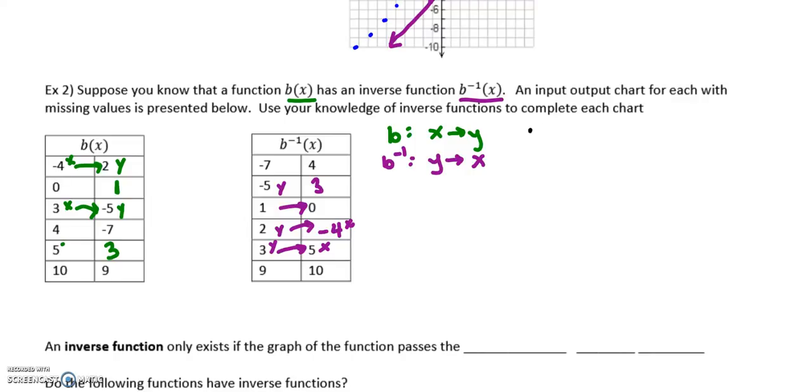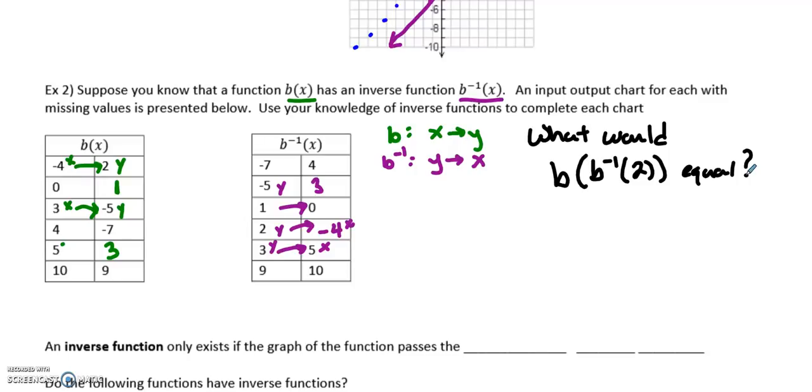One other question I want to pose here is, what would b of b inverse of 2 equal? B of b inverse of 2. Well, I'm going to first go to my b inverse chart and look at 2. It's right there. So really I'm just looking at what is b of -4. So then I go over to my chart of -4 on my b chart, and I notice that this is all going to end up equaling a value of 2.